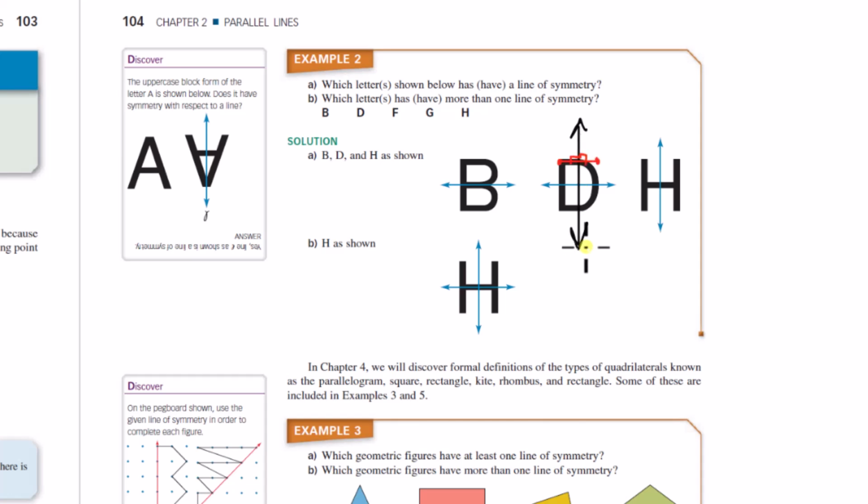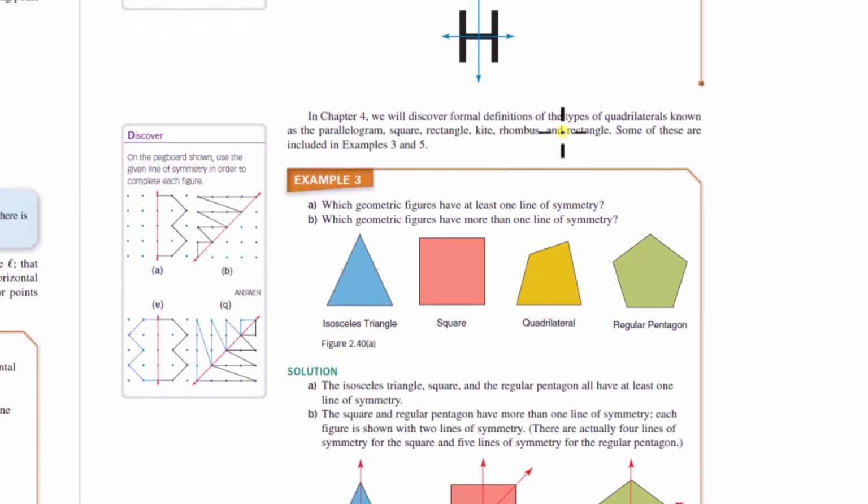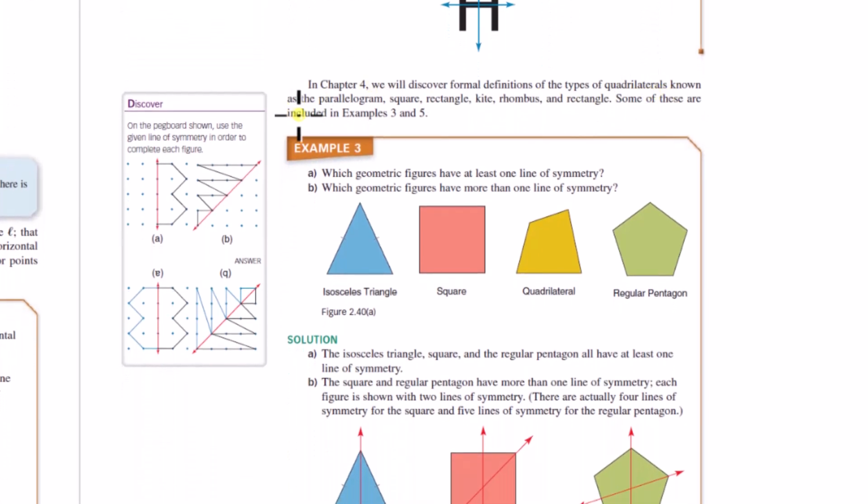There you go. In Chapter 4, we will discover formal definitions of the types of quadrilaterals known as the parallelogram, square, rectangle, kite, rhombus, and rectangle. They state rectangle twice for some reason. Some of these are included in examples 3 and 5.